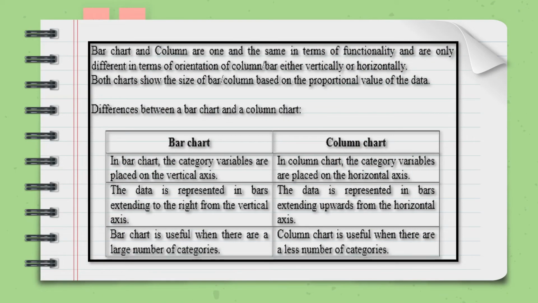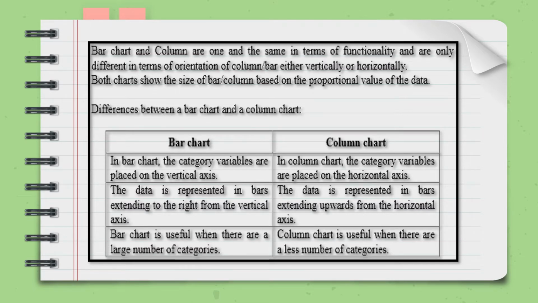Bar chart and column chart are one and the same in terms of functionality and are only different in terms of orientation of column or bar, either vertically or horizontally. Both charts show the size of bar column based on the proportional value of the data. Differences between a bar chart and a column chart.